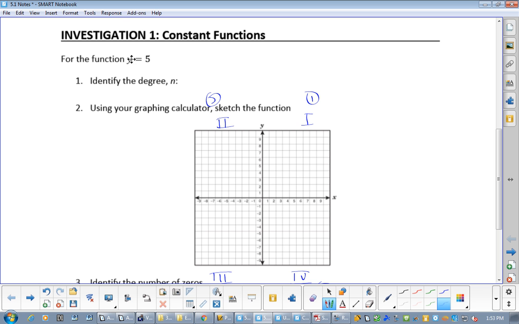Now, y equals 5. How do you graph y equals 5? Now, what is the degree of this? What is the degree of that polynomial? Where is there a 1?